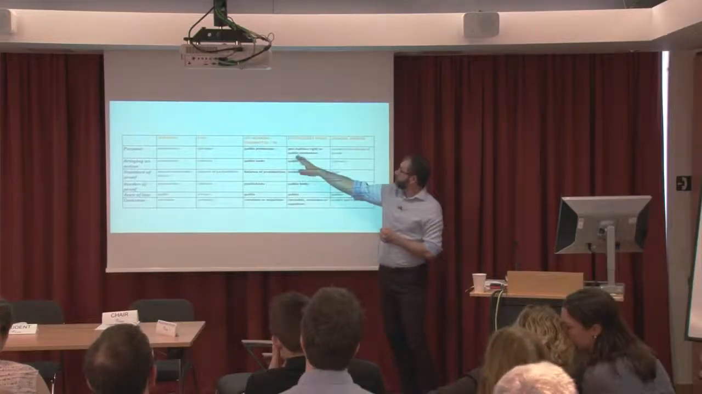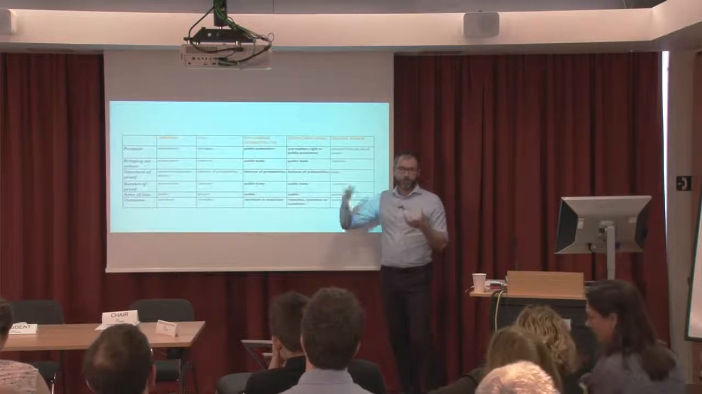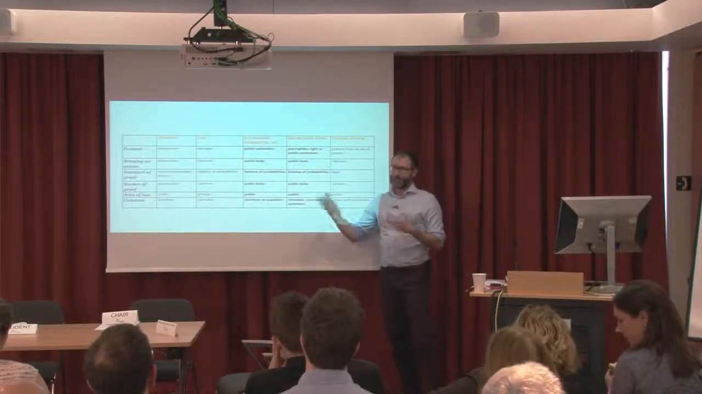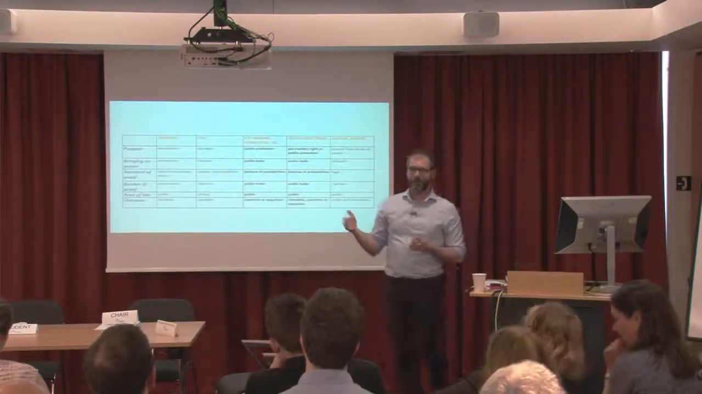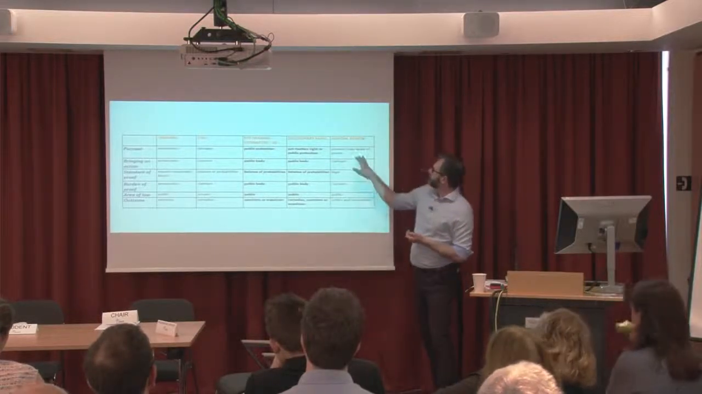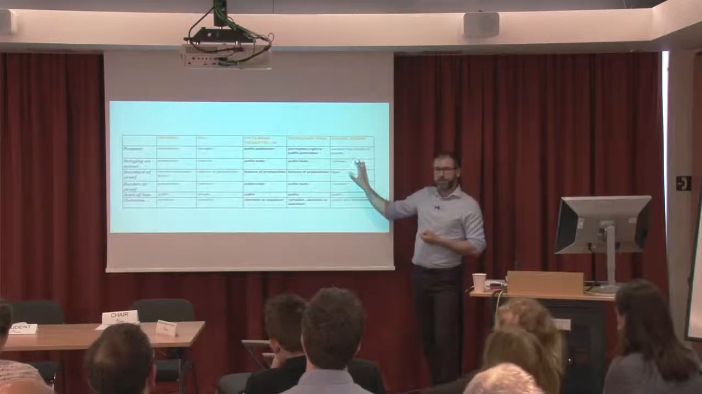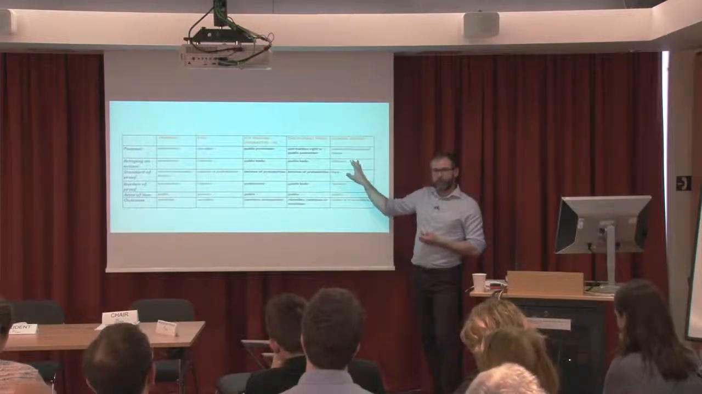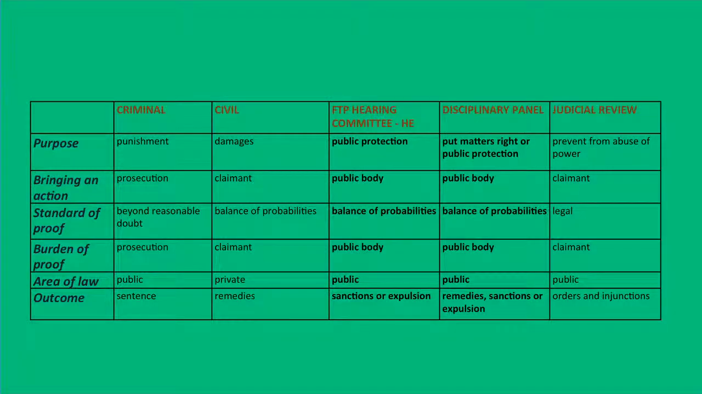Disciplinary panels, public protection, but also sometimes to put the matters right. Okay, and then something that can be corrected, where you can get the person to correct that behavior. And then judicial review I included because if our cases fail, they may be judicially reviewed.